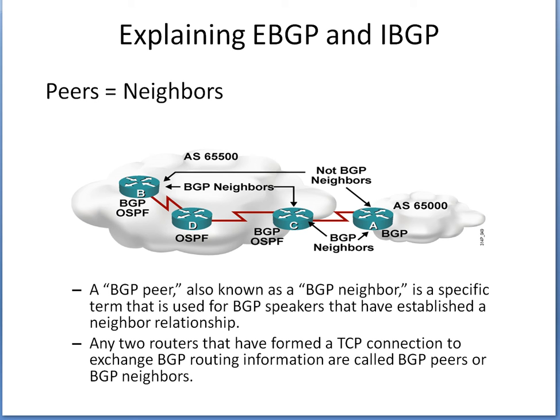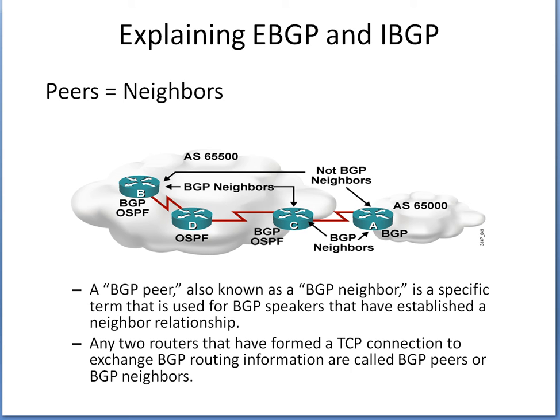eBGP is nothing but external BGP. iBGP is nothing but internal BGP. External border gateway protocol or exterior border gateway protocol, interior border gateway protocol, iBGP. IGP is different, iBGP is different. BGP has two flavors, iBGP and eBGP.